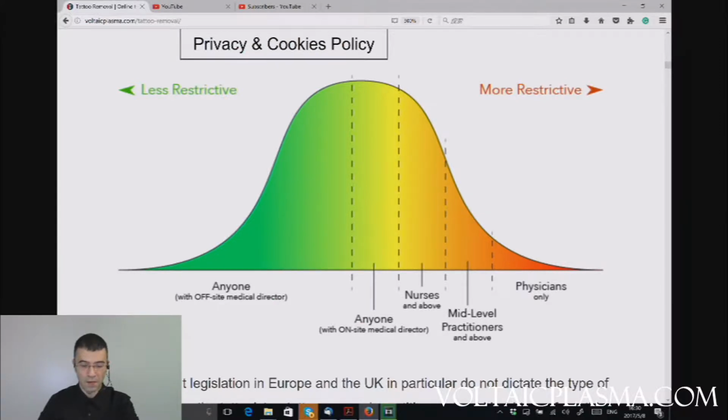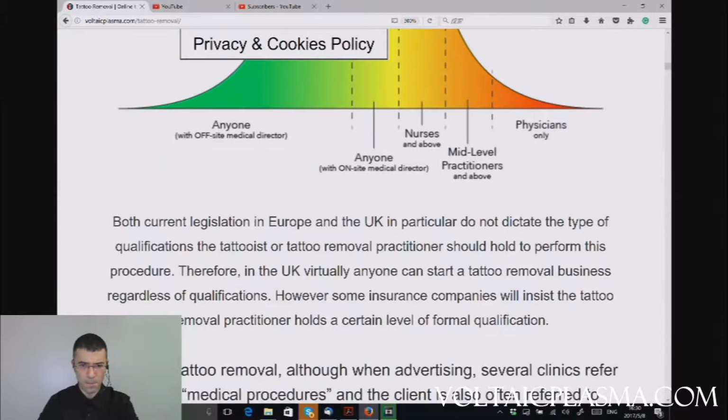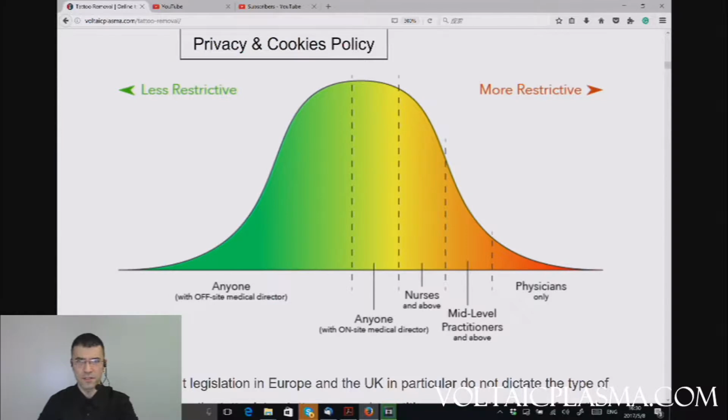And what we have here is just a graph showing the type of personnel which is allowed to perform tattoo removal. I think in the US very likely, but in Europe there's no legislation Europe-wide that obliges tattoo removal practitioners to be medical doctors or nurses or anything. Sometimes there are different types of legislation according to different councils in the UK. For example, in the Nottingham area, you would need a license in order to remove tattoos and perform aesthetic treatments, whereas in other parts of the UK that may not be the case. It's just a matter of getting the right insurance.